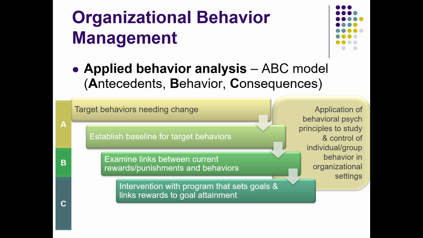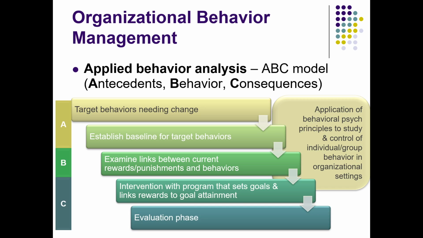So once we have figured out the link between what we are currently doing and the behaviors, we're going to come up with an intervention program that sets goals and links rewards to goal attainment, so that we are not rewarding undesirable extraneous behaviors, but instead you only get rewards for achieving the goals that we have as an organization. And then we go back and evaluate how effective the program was in the final part. So we've got the antecedents, like what's leading up to the behavior. We've got the behaviors, and then we've got the consequences that follow those behaviors. And that's the basic applied behavior analysis.